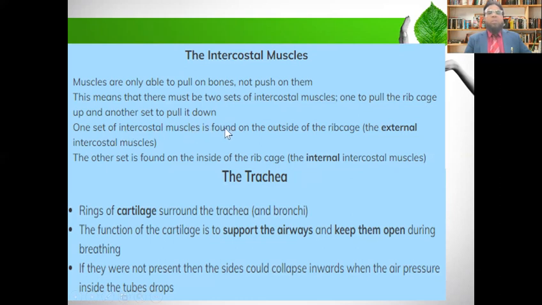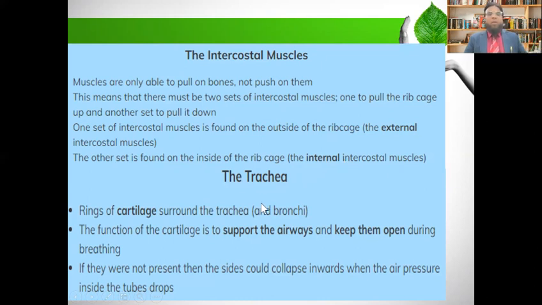One set of intercostal muscles is found on the outside of the rib cage. That is the external intercostal muscle, as we discussed and have seen in the previous slides. The other set is found on the inside of the rib cage, that is the internal intercostal muscles.